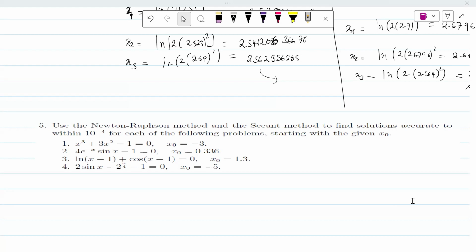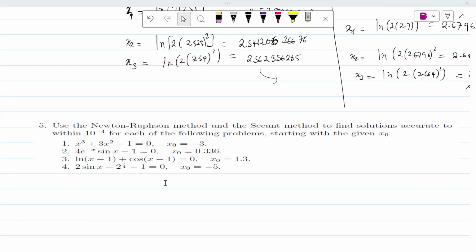Okay, so here's the question that I want us to look at for today. It's on the Newton-Raphson method as well as the second method. So we're going to try using both methods to solve the problem.